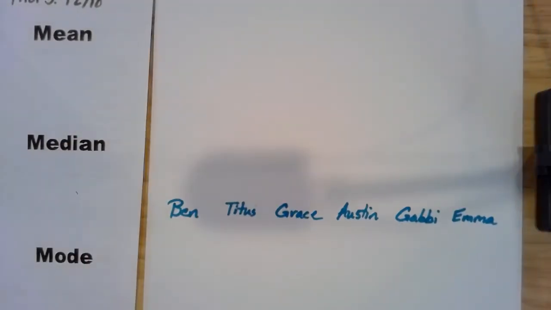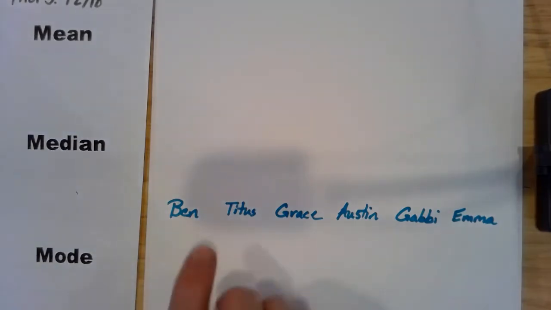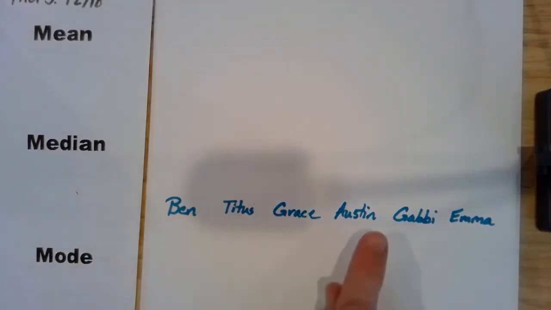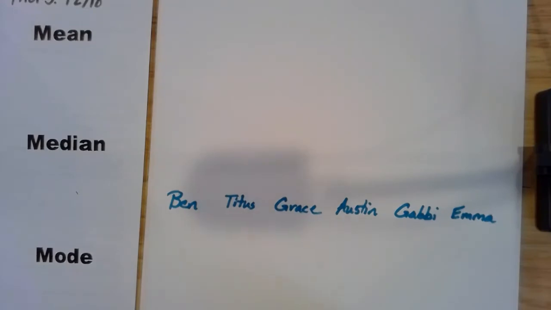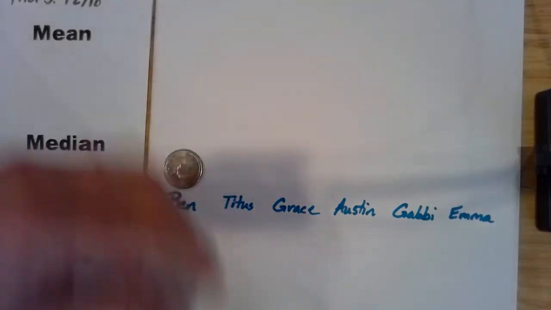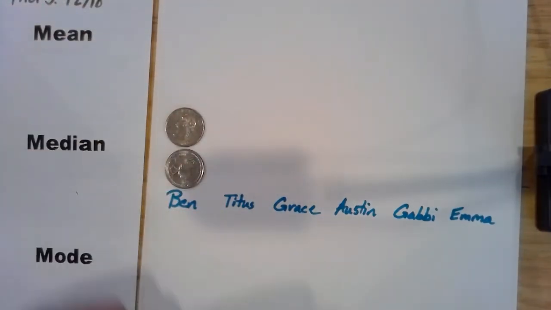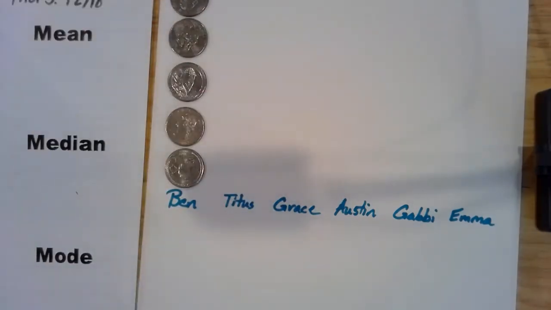So we're going to have 6 people. So we have 6 students here. We have Ben, Titus, Grace, Austin, Gabby, and Emma. And let's say we were going to, I don't know, how many YouTube videos you watched in a week. And Ben told me that he watched 5 YouTube videos this week. So I'm going to put 5 counters there.